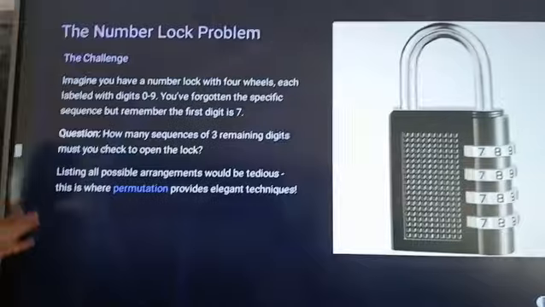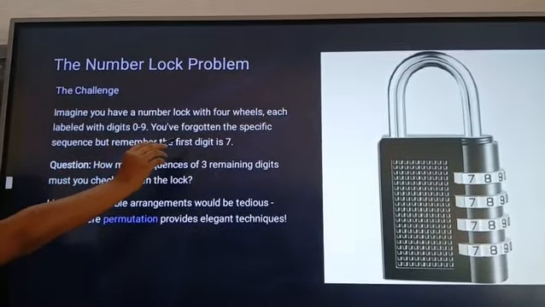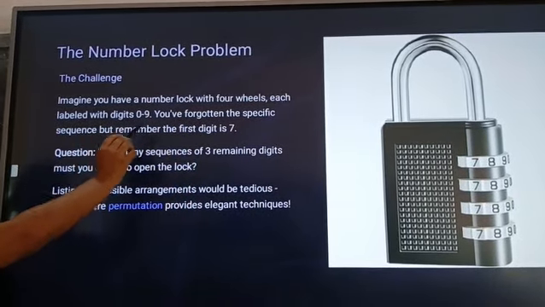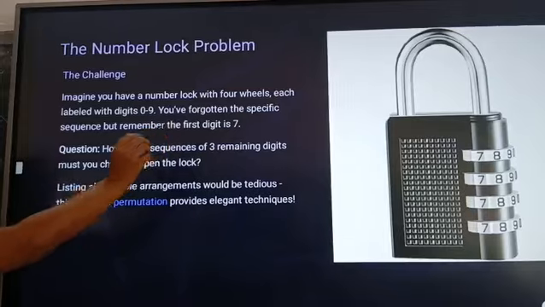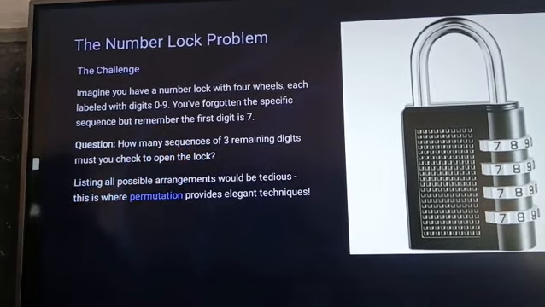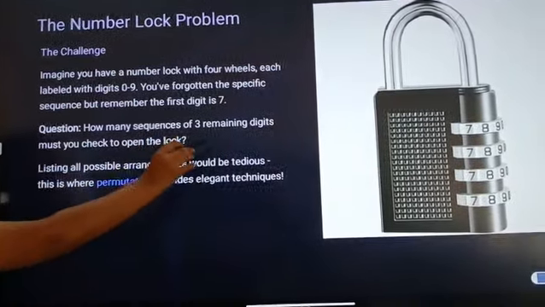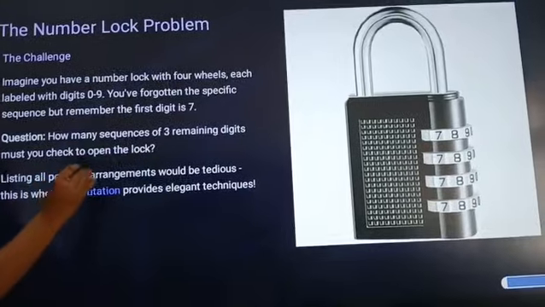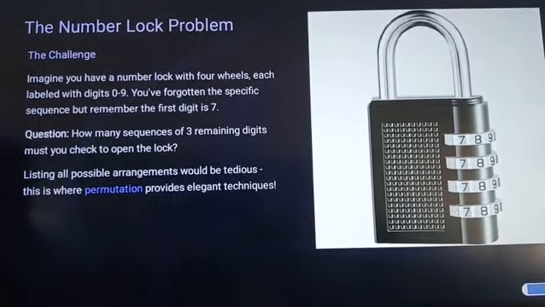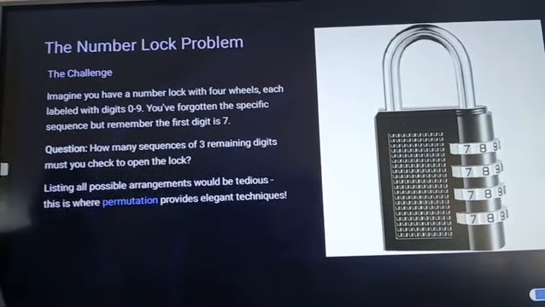So first we'll start with a challenge. Imagine you have a number lock with 4 bins, each labeled with digits 0 to 9, and you have forgotten the specific sequence, but remember the first digit is 7. Now the question arises: how many sequences of 3 remaining digits must be checked to open the lock? Listing all the possible arrangements would be a tedious job. So permutation provides a technique to solve this problem.